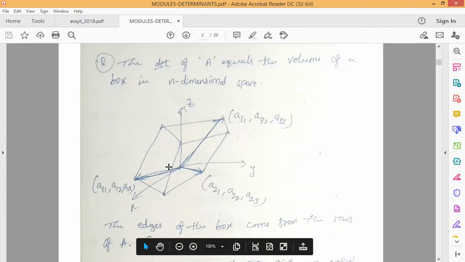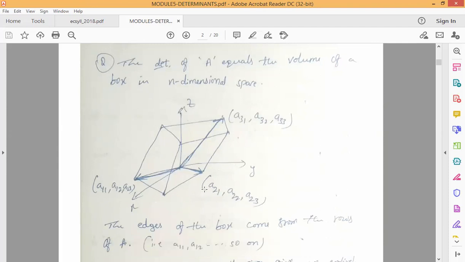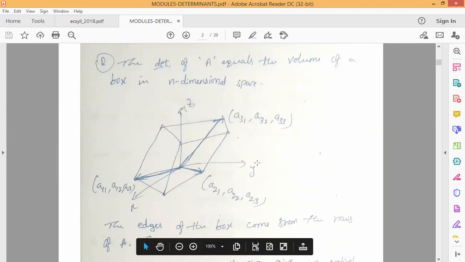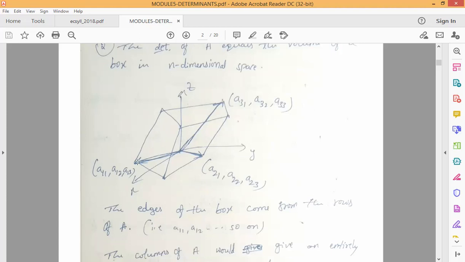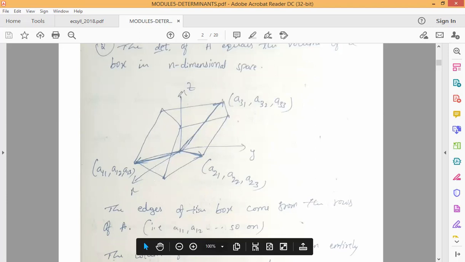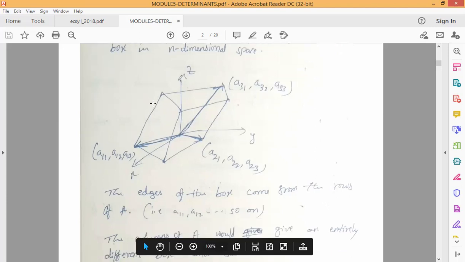So here it is with a coordinate. Here you can see that it is provided with the coordinates a11, a12, a13. Similarly, here a21, a22, a23, a31, a32, a33 and so on. Now, these are called the edges. Edges are nothing but the point where one or more lines intersect at a particular point, right?